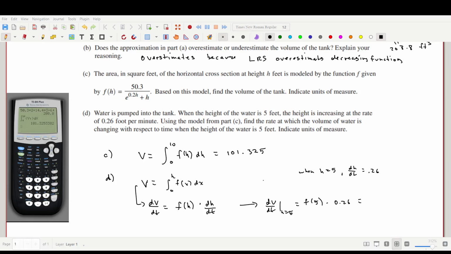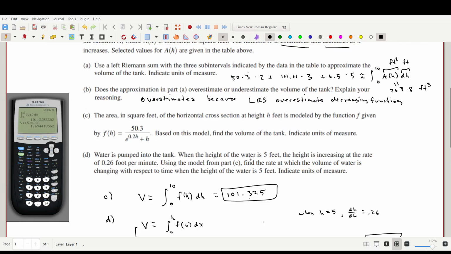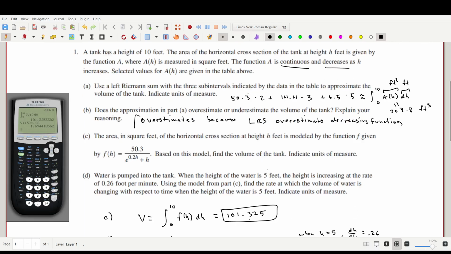To get f of 5, you do alpha trace, y1 of 5 times 0.26, and that's 1.694. Box my answers. And let's just check how far off I am. I'm going very fast, and I do make more errors the older I get. But let's see.